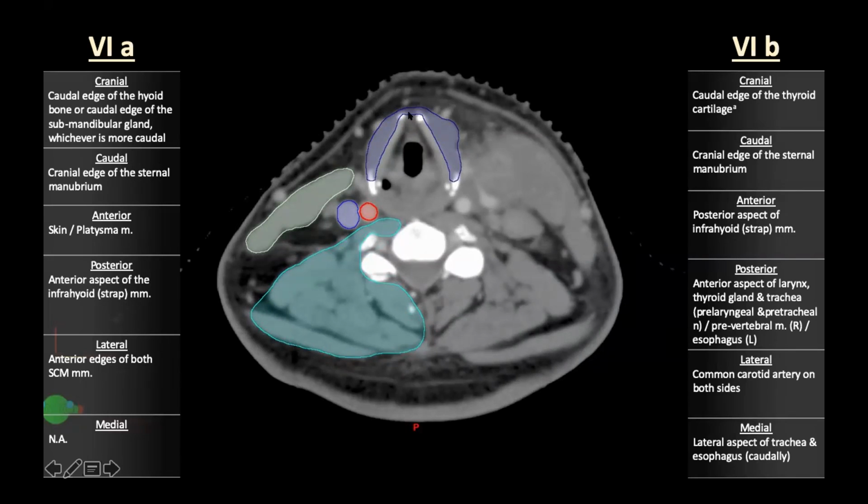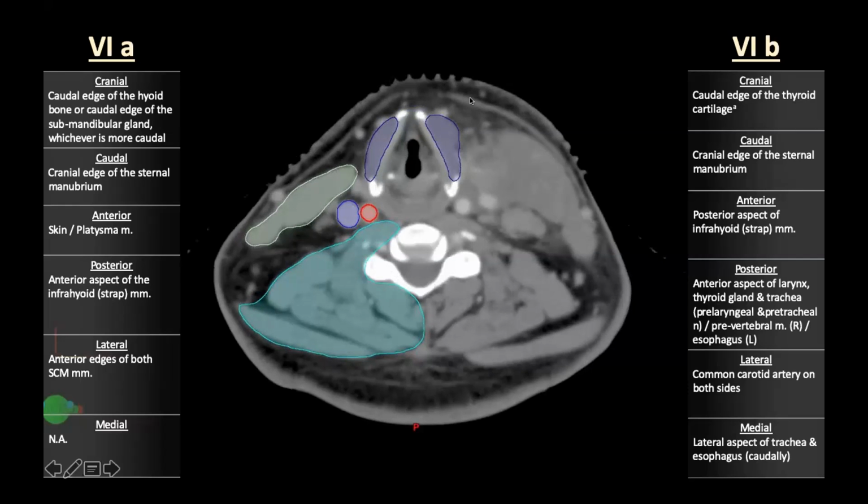This space between the strap muscle and the platysma, this is the platysma and this is the strap muscle, extends between the two sternocleidomastoids. This is one sternocleidomastoid, this is the other. So this entire space is nothing but your anterior jugular group of lymph nodes, or your level 6A. Here you don't yet have the 6B, because that will start once your thyroid cartilage ends. So you only have 6A over here.